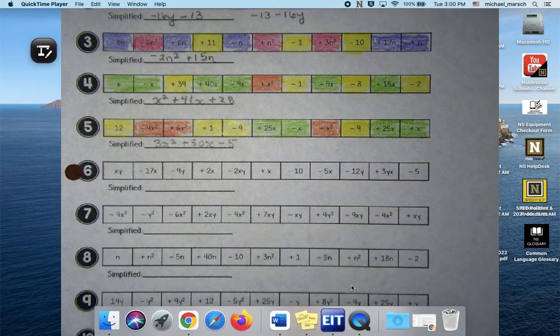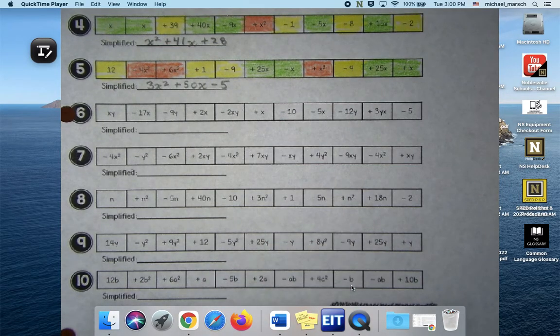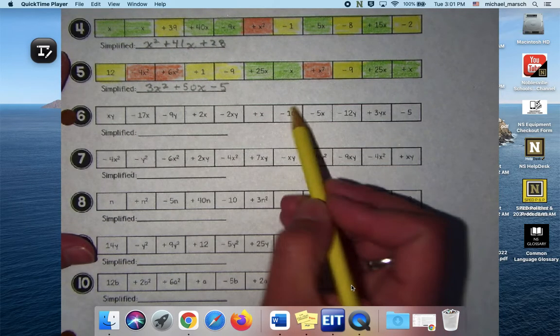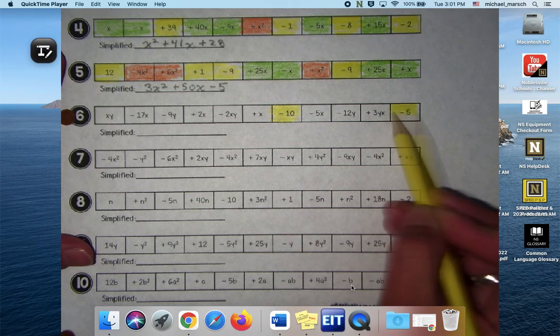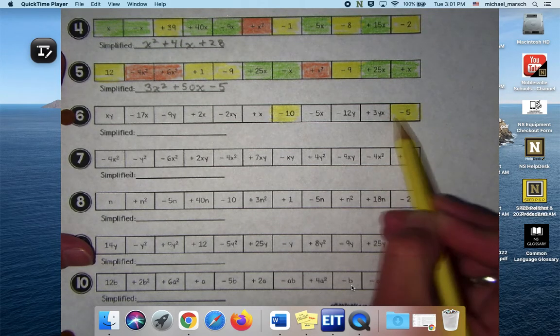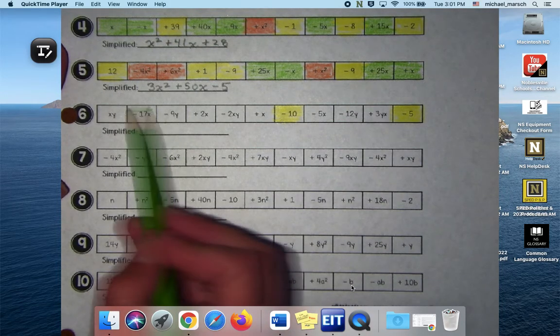Okay, let's look at number 6 here. If you remember, yesterday we talked about how xy is the same as yx, as long as they don't have exponents that have to be in specific locations. So the first thing we're going to do here is color our constants yellow. We'll do our x's green, this light green again.